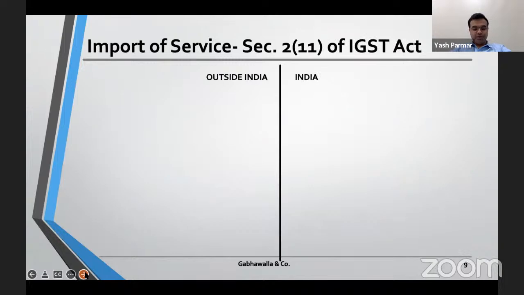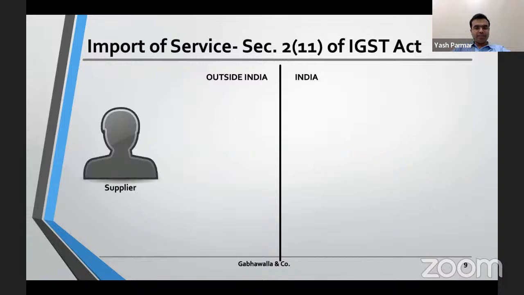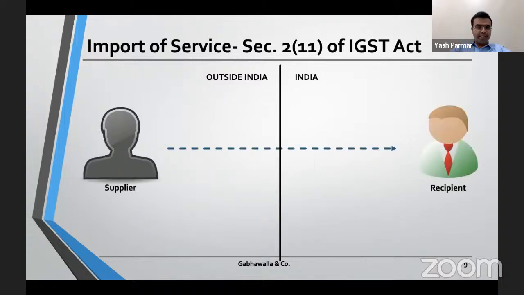Next, we will go to the definition of import of services, and it is defined in section 2, subsection 11 of IGST Act. It is defined as import of services means supply of any service where the supplier of services is located outside India, the recipient of service is located in India, and the place of supply of service is in India. This is quite a simple definition compared to the definition of export of service. Only 3 conditions. The supplier should be located outside India, recipient should be located in India, and the place of supply should be in India.